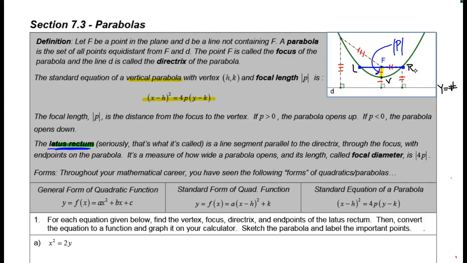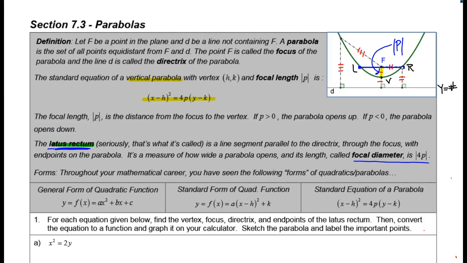Keep in mind the following. The focal diameter, that's not necessarily a term that I'll use very often, but the focal diameter is 4 times p, and that's the length of the latus rectum. So from focus to one of the endpoints is half of that distance. So you could say the absolute value of 2 times p is the distance of that segment right there.